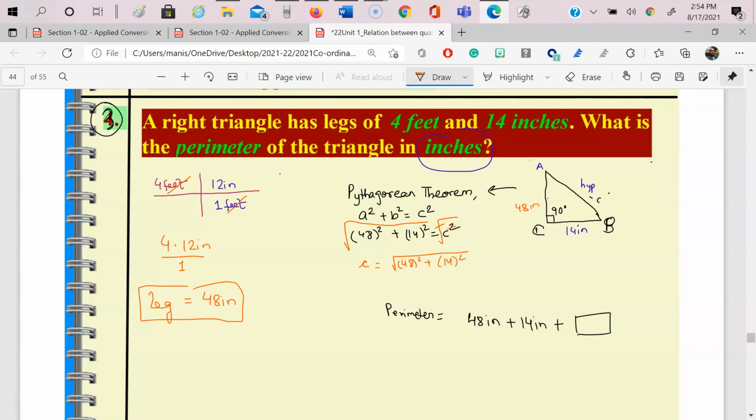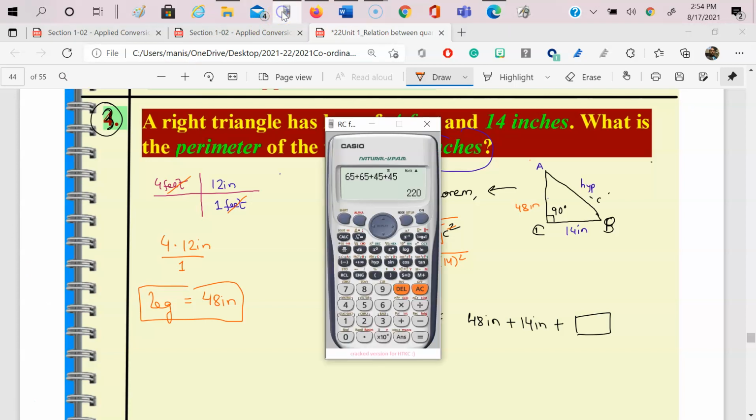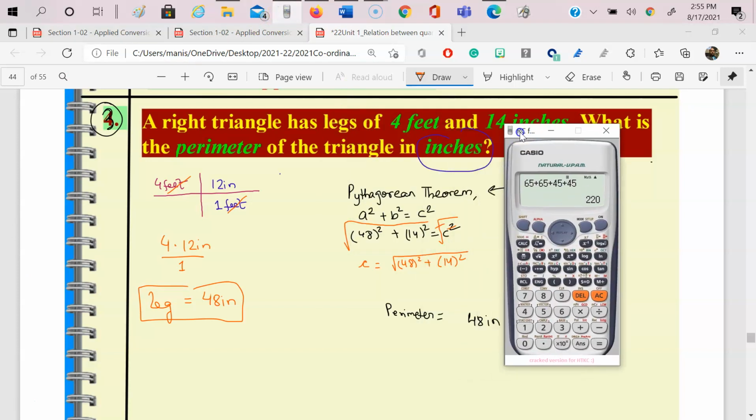For this you will need a calculator, which I am showing you over here how to find it. So this is my calculator over here. This is the radical symbol and open parentheses. It says 48, so I'll write 48, close parentheses, and a square over here. And then it says plus, so I have a plus, and it says 14, so I'm doing 14. Parentheses close, square, come out of this radical sign using this arrow key, and your answer is 50.